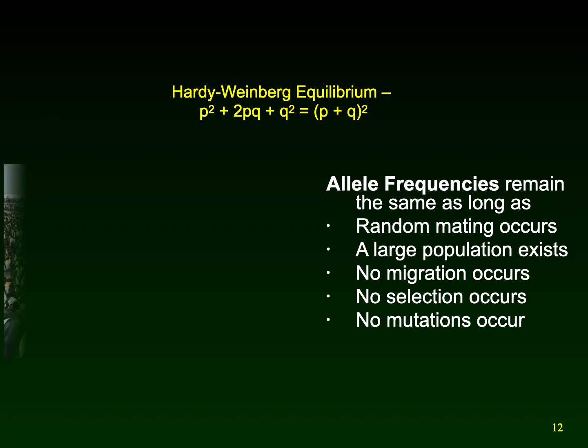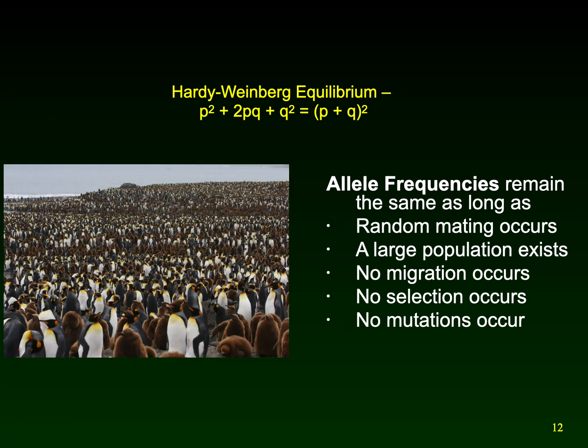This is called the Hardy-Weinberg equilibrium. And this shows p squared plus 2pq plus q squared equals (p plus q) squared. And this shows the allele frequencies in a population that is at genetic equilibrium, where there are two alleles in the population for a particular trait, p and q, and the frequency of those alleles, p plus q, should equal 1.